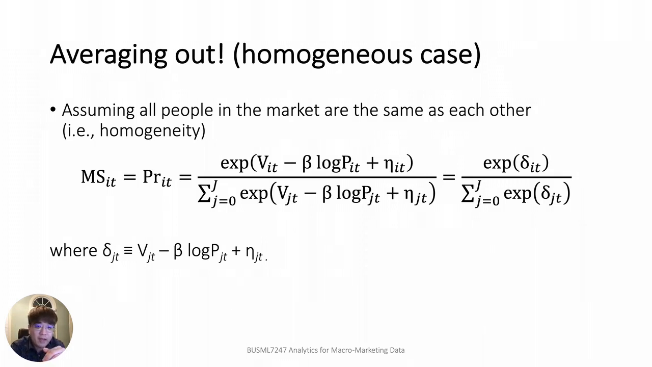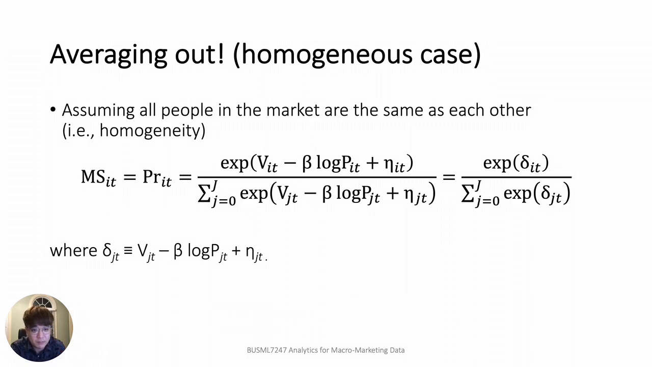Then we can derive market shares from the choice probabilities. The simplest way is to assume that all people in the market have identical preference. With the homogeneity assumption, the market share is the same as the choice probability. For example, all people choose brand A with probability 40% and brand B with probability 60%. Then market share becomes 40% for brand A and 60% for brand B.